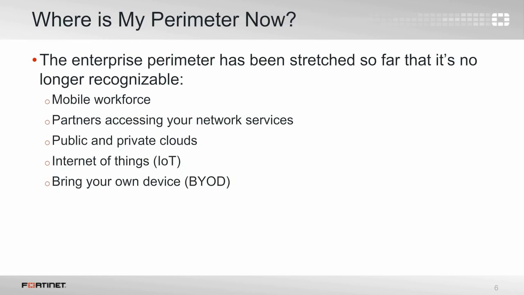The perimeter of an enterprise network is no longer recognizable. What happens when employees connect to the corporate network from home? Does the network perimeter extend to each employee's home network? Where is the perimeter when there are services running in the cloud? What about employees' personal devices, or BYODs?